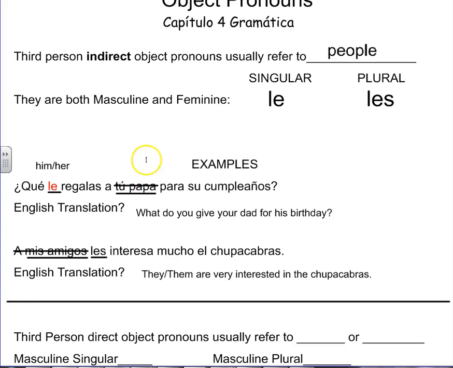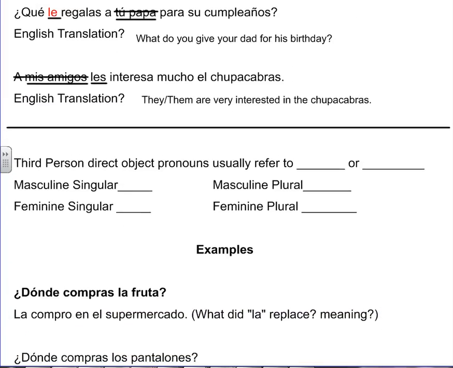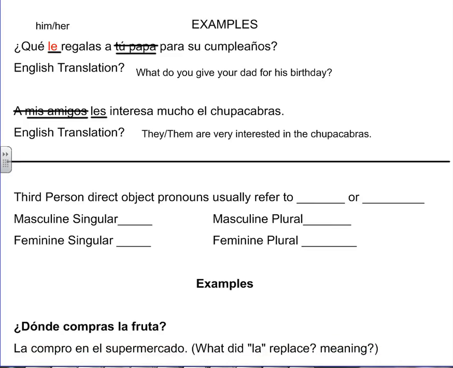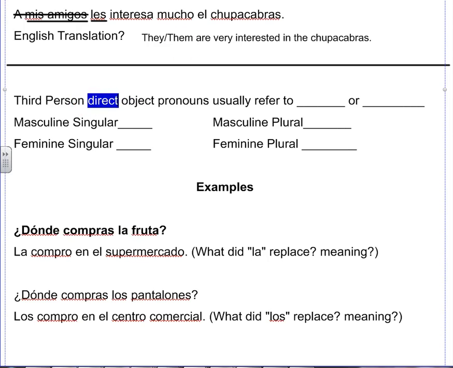Okay, so those are considered indirect object pronouns. There's only two of them. There's the singular form le, and there's the plural form les. Cool. All right, let's keep moving on down to this person. Oh, and for sure, remember this. They usually refer to people. Okay? Unlike these down here, third-person direct object pronouns, and let's make this bold. Direct object pronouns usually refer to things. Let's write it in red here, in rojo.